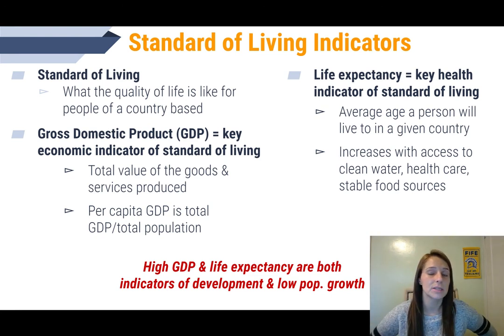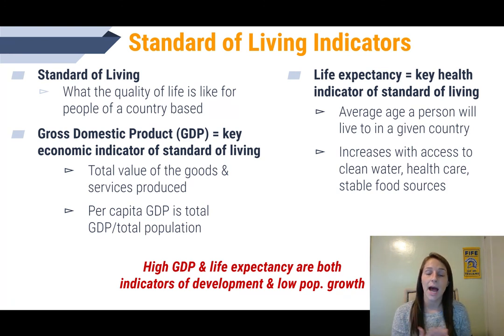Now, life expectancy is also going to be a key health indicator of standard of living because, first of all, life expectancy, basically what I mean by that, is just the average age a person will live to in a given country. And life expectancy is going to increase when you're getting access to things like clean water, healthcare, stable food sources. And what we see is if you have a country that has a high GDP and a high life expectancy, then those are going to be places where we tend to see a better standard of living. And GDP and life expectancy are both going to be indicators of development.